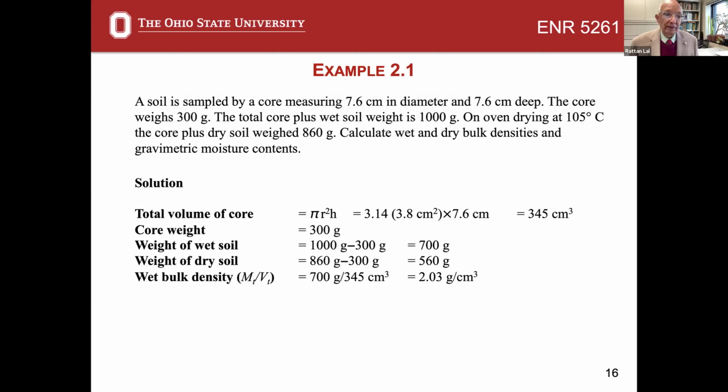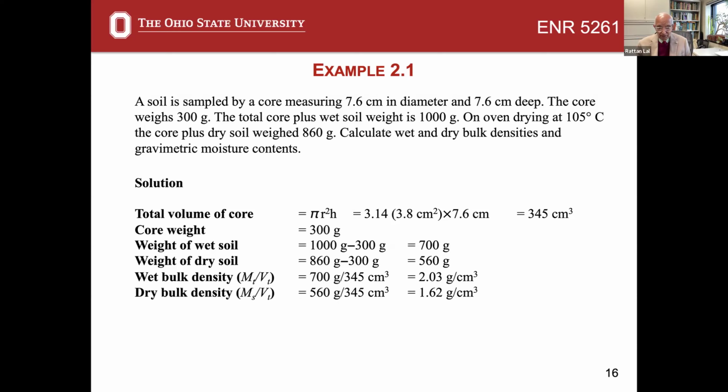Then wet bulk density is the total mass, M sub T, divided by total volume, V sub T. So 700 gram wet soil weight divided by 345 cubic centimeter. And remember the units, gram and cubic centimeter, and the numerical values 700 and 345. Divide that and you get 2.03 gram per cubic centimeter. So keep the units together. Do not leave the units out. Otherwise, you would not know what you got.